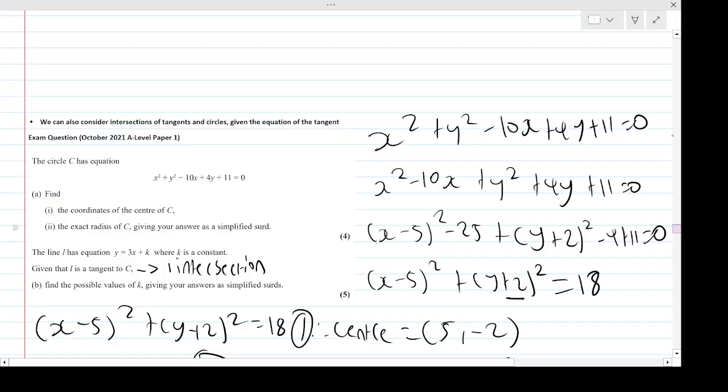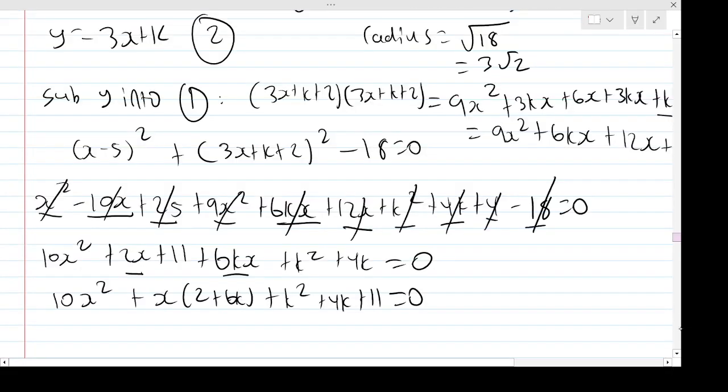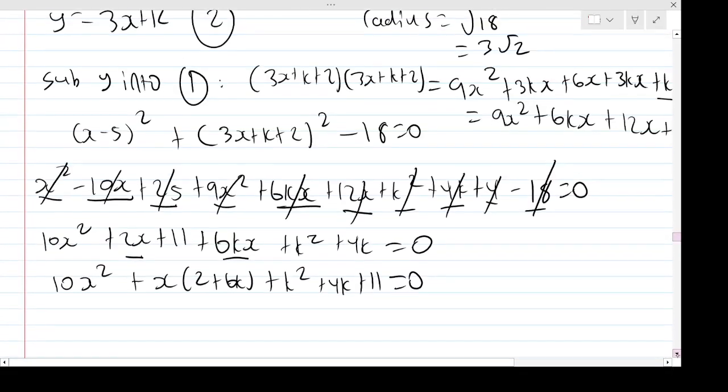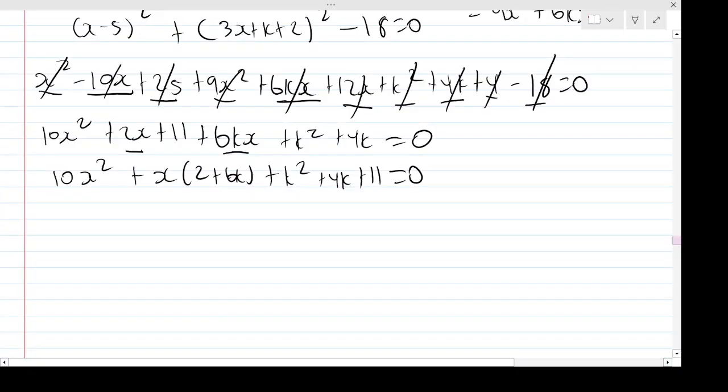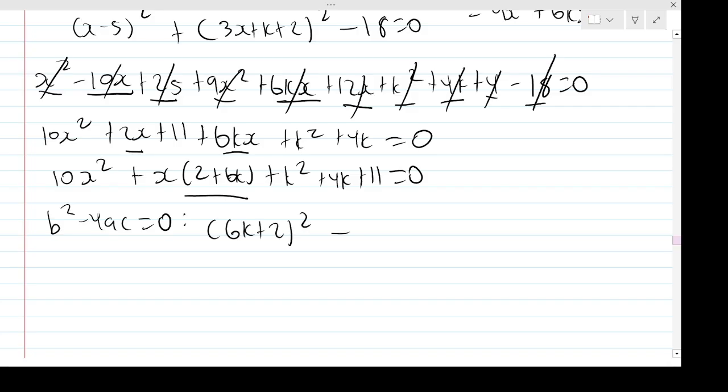Now again, one intersection then, because it's a tangent, means the discriminant has to equal 0 in that case. Okay, which is a lot nicer because now we won't have an inequality. So the discriminant then is going to equal 0. So b squared there be 6k plus 2 all squared minus 4 lots of a, which is 10. And then this whole c, this whole number bit at the end, k squared plus 4k plus 11, has to be equal to 0. Then I just need to expand these brackets again.